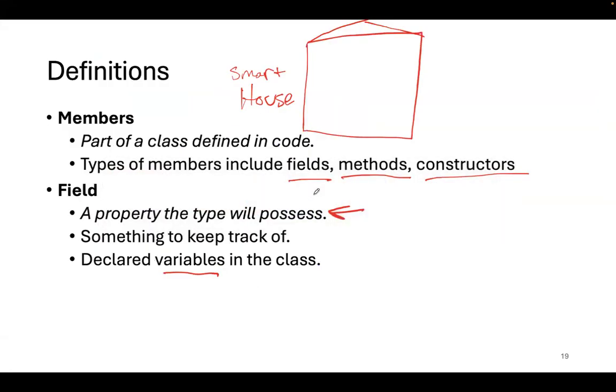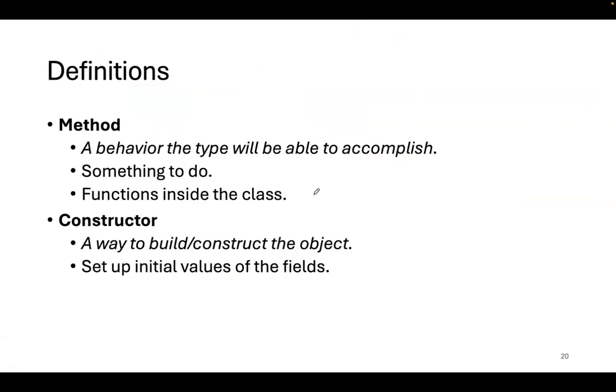Okay, so a field is a declared variable in the class. A method is a behavior that the type will be able to accomplish. It's something to do. So for our smart house, that involves turn on the lights, so the lights turn on. Turn off the lights, the lights turn off. Turn the thermostat up to 70 degrees. That's an action that can happen, something to do. And this shows up as functions inside the class.